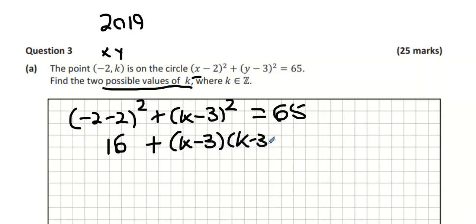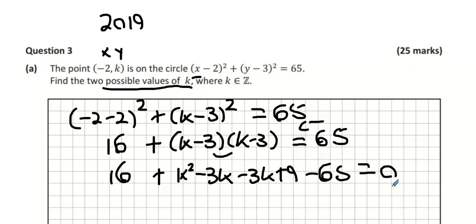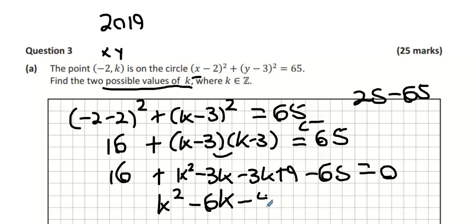After all, it is St. Aidan's. Now, then we're going to go for 16 plus, k times k is k squared, k times 3 is -3k, -3 times k is -3k, -3 by -3 is +9. Bring over the 65 to become -65 equal to 0. K squared minus 6k, because -3k minus 3k is -6k. You got your 16 and your 9 to get your 25. Your 25 take away your 65 is your -40.